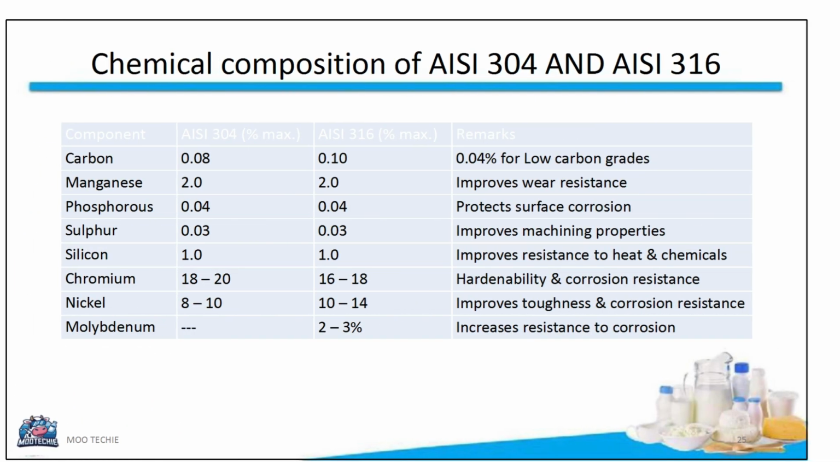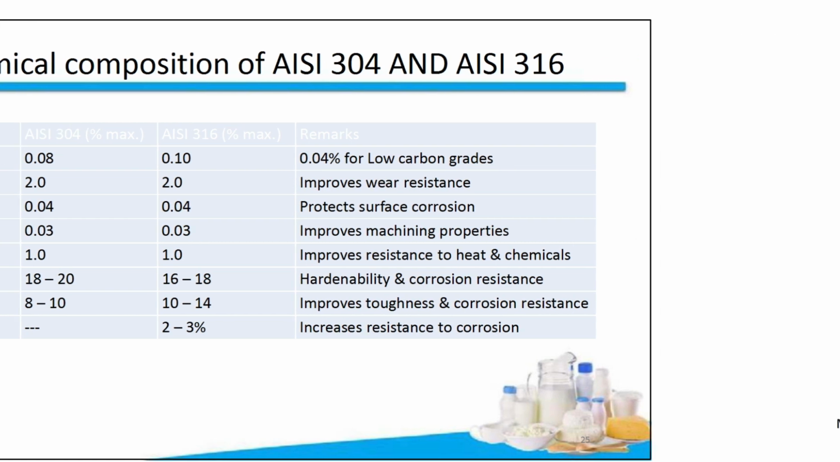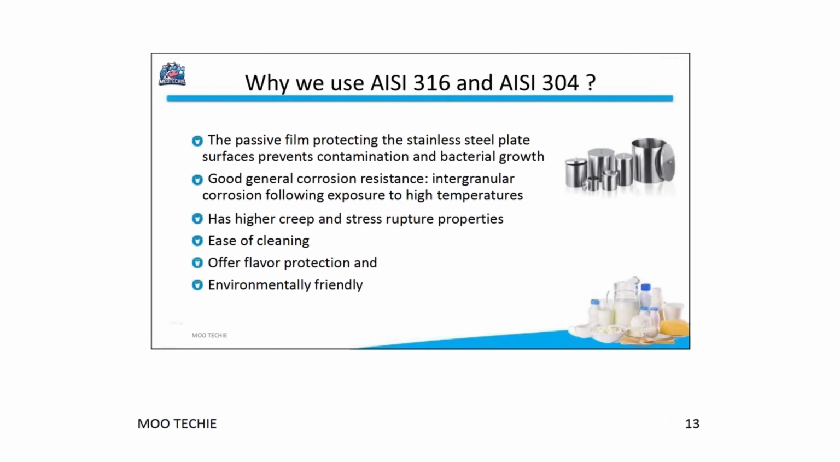The chemical composition of these steels is precise. For example, both have low carbon, manganese for wear resistance, and chromium for corrosion resistance. AISI 316 also includes molybdenum for even greater corrosion resistance. We use these grades because the passive film on their surface prevents contamination and bacterial growth. They have good corrosion resistance, higher creep properties, are easy to clean, protect flavor, and are environmentally friendly.